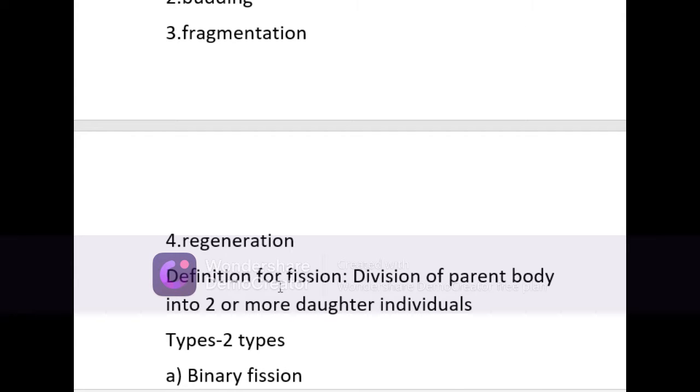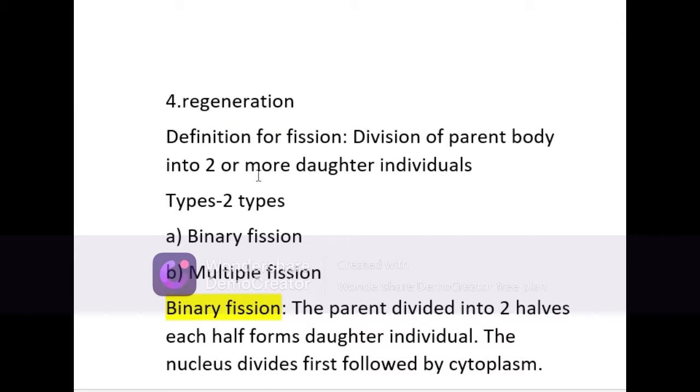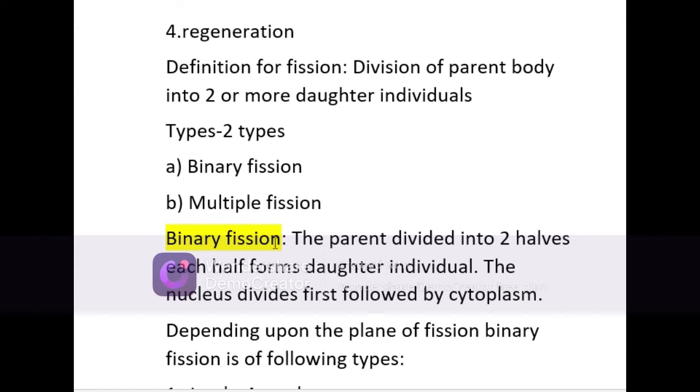There are totally 4 types. Different definition for fission. First, division of the parent body into 2 or more daughter individuals is fission. There are 2 types. First is binary fission. Second is multiple fission. What is binary fission? The parent divides into 2 halves. Each half forms a daughter individual. The nucleus divides first, followed by the cytoplasm.